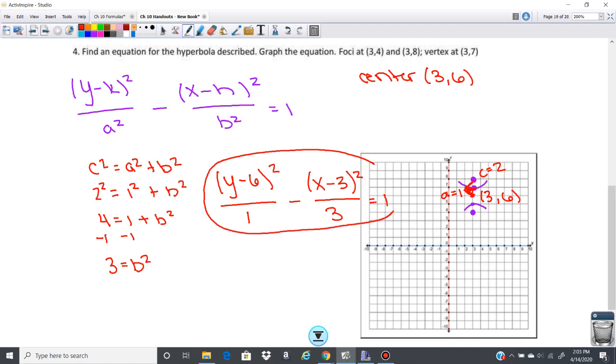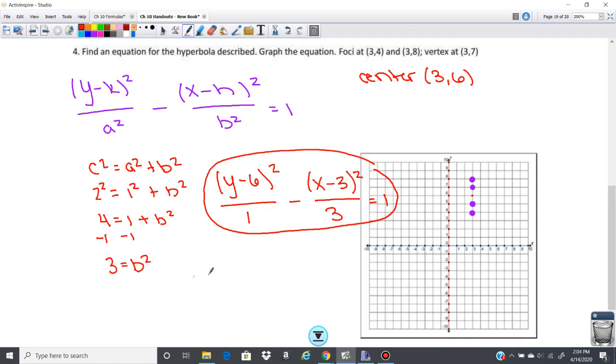Now we do also want to graph it, so let's go ahead and graph this. Let me erase some stuff on here so we can make it nicer. Okay, so we had foci at (3, 4) and (3, 8). We had a vertex at (3, 7), which means we had another one at (3, 5). And then we have that center. All right, so we have that.